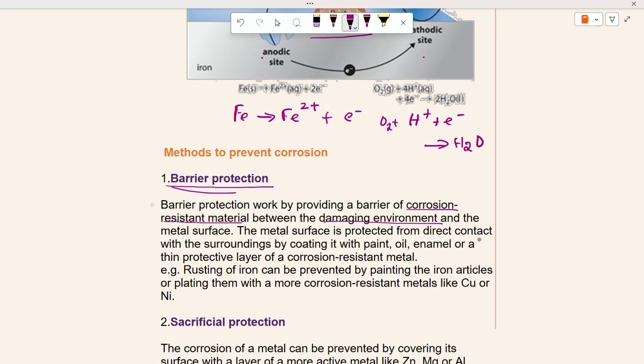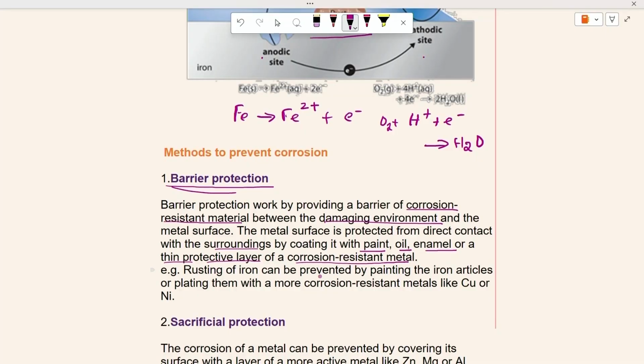So, we have a barrier. If you have a metal, you have another barrier, so that the metal is not directly in contact with the damaging environment. The metal surface is protected from direct contact with the surroundings by coating it with paints, certain oils, enamels, or some thin protective layer of corrosion resistant metal, which is usually done by electroplating. All these can prevent rusting of iron or any metal by barrier protection.